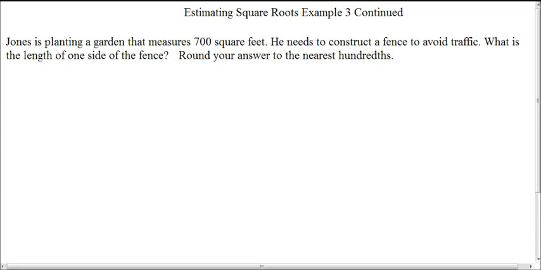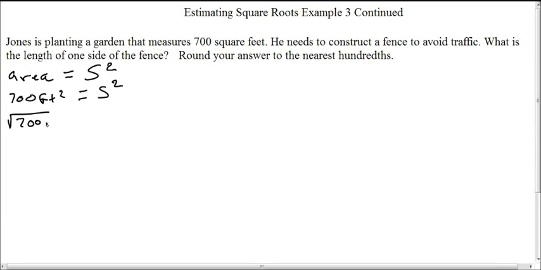Okay, let's keep in mind that we have a formula: the area of a square is equal to side squared. Saying that, we can construct an equation here. Our area is 700, so 700 feet squared is equal to side squared. And we can go on here and take the square root of 700 feet squared, and that's going to equal the square root of s squared.